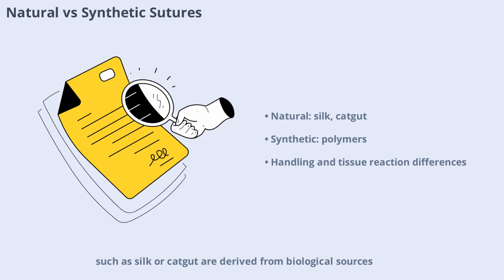Natural sutures, such as silk or catgut, are derived from biological sources and have unique handling properties. Synthetic sutures, made from polymers, offer predictable performance and are less likely to cause tissue reactions. The choice between natural and synthetic depends on the surgical context, patient needs, and desired healing outcomes.